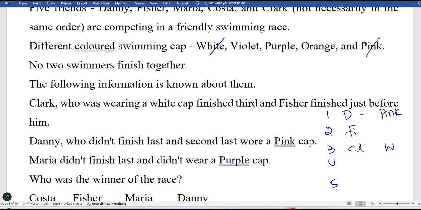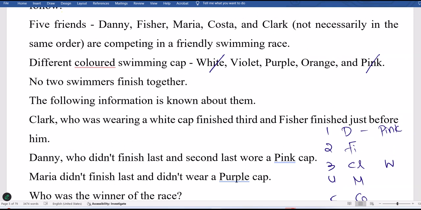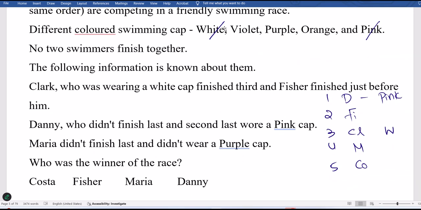So pink gone. Okay, right. Now Maria did not finish last, which means Maria will be here. And the only candidate left over is Costa. So you can see the names: Danny gone, Fisher gone, Maria gone, Clark gone, Costa. Right. Now related to the colors, we need to worry.